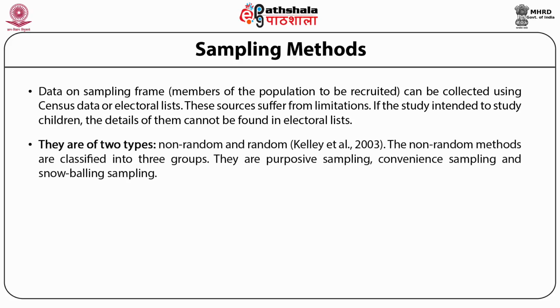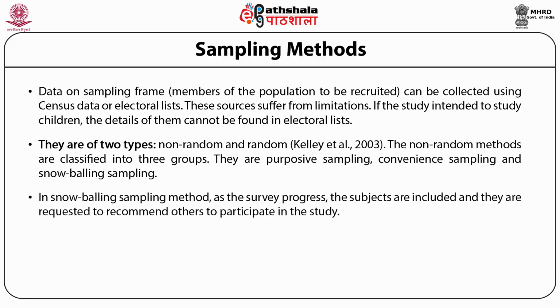They are of two types, non-random and random. The non-random methods are classified into three groups. They are the purposive sampling, convenience sampling, and snowballing sampling. In purposive sampling, specific subjects are identified and recruited. For example, smokers and epilepsy patients. In convenience sampling, easily available subjects are recruited in the study, they are the volunteers. In snowballing sampling method, as the survey progresses, the subjects are included and they are requested to recommend others to participate in the study. In all these methods, there is always a chance of finding sampling bias.